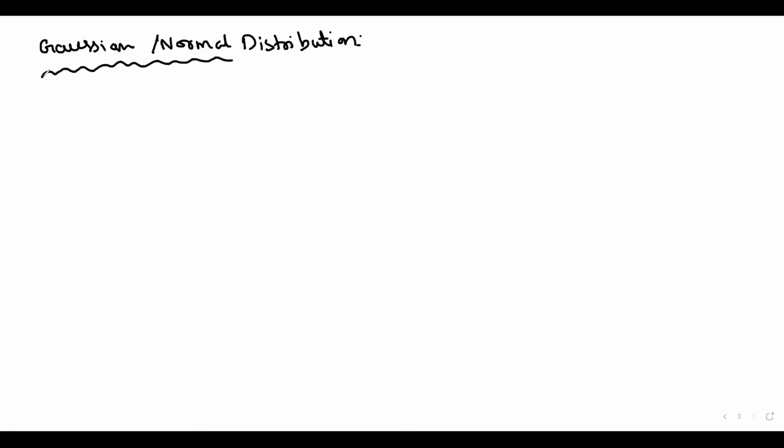Let me take a new page. What is Gaussian or normal distribution? So guys, now we are studying the distribution of the data. Distribution of the data means how the data looks when we plot it. Okay, how the data will look. So that's distribution. We want to understand the distribution of the data.